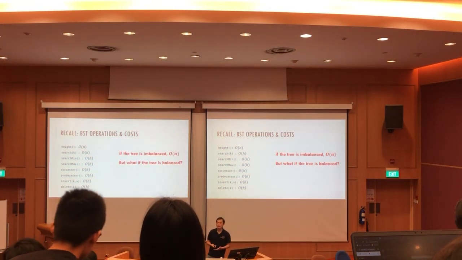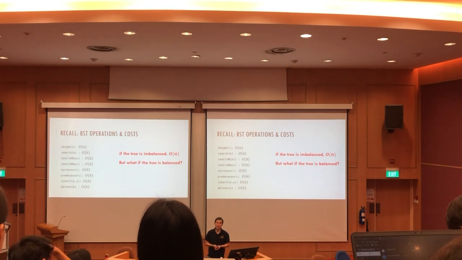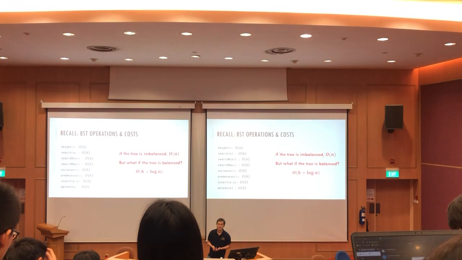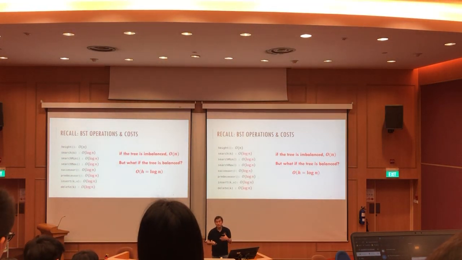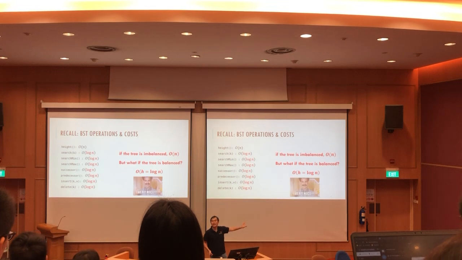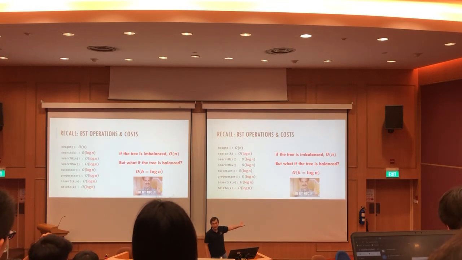But what if the tree is balanced? What do you think it is? It's going to be log n, right? Height will be log n if the tree is balanced. So this outcome is very nice. Okay, we would like this outcome if possible.